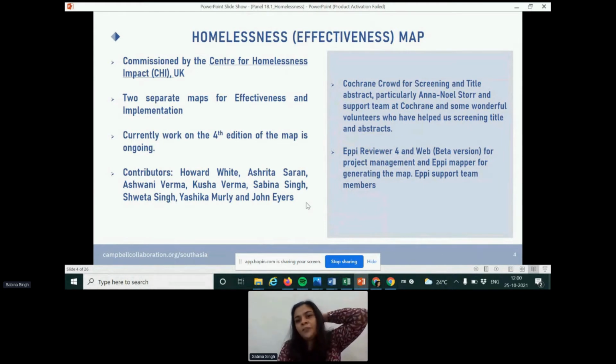Sometimes we often get questions like what kind of software we are using. So we use EPPI-Reviewer 4 and the EPPI-Reviewer web version, depending upon who is comfortable using what. We use EPPI-Reviewer 4 basically for project management, and we use EPPI-Mapper for generating the map. And like previous presentations, I will thank my EPPI support team members for being such a support all the time.